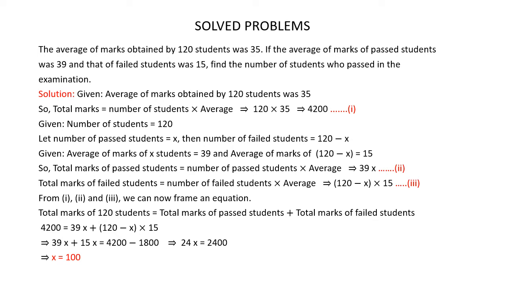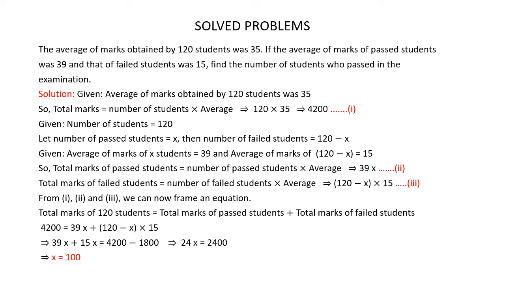Now it's given that the number of students is 120. We are supposed to find the number of students who have passed in the examination. So let the number of passed students be x. Then number of failed students will be 120 minus x. Now it's given that the average of marks of x students is 39 and average of marks of 120 minus x students is 15.